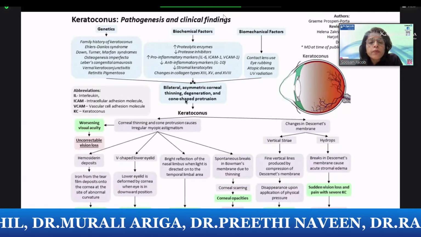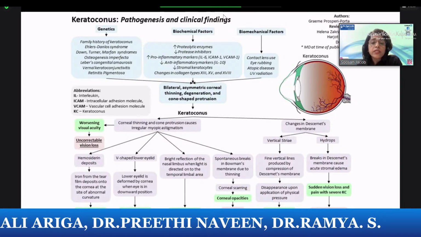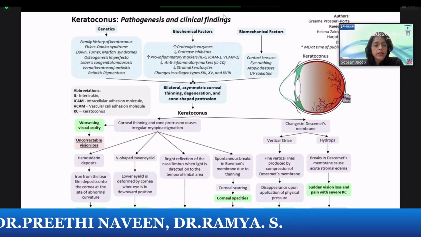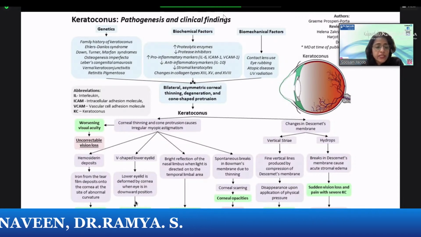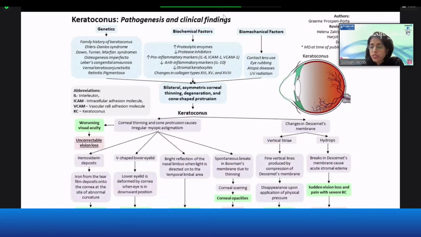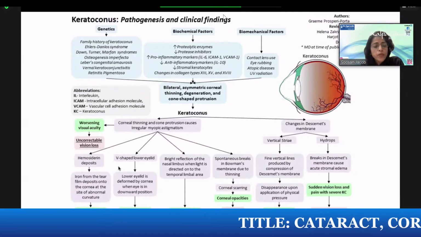So what do you get? You get bilateral asymmetric corneal thinning, degeneration, and cone-shaped protrusion. And we already talked about some of the symptoms that can be seen, which is basically a worsened visual acuity. You also see a lot of signs. You can see the Fleischer's ring.